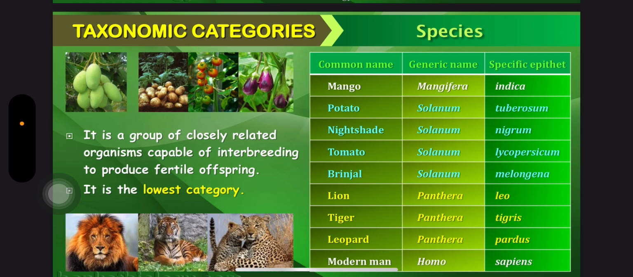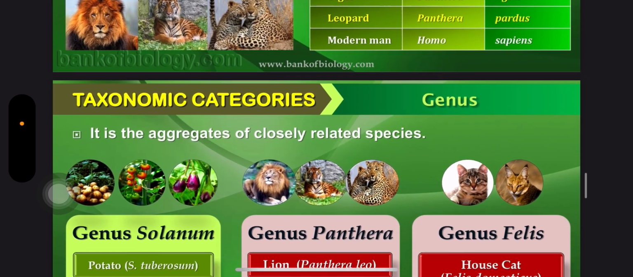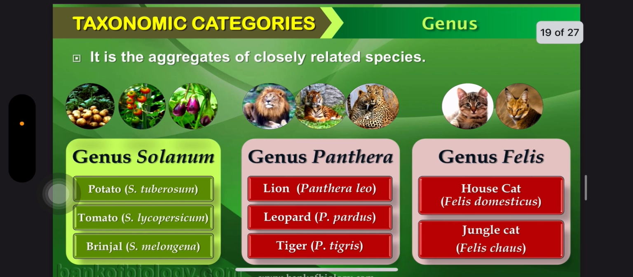Mango, Mangifera indica; potato, Solanum tuberosum; nightshade, Solanum nigrum; tomato, Solanum lycopersicum; brinjal, Solanum melongena; lion, Panthera leo; tiger, Panthera tigris; leopard, Panthera pardus. Panthera pardus is a leopard. Modern human, Homo sapiens. These are the species and genus names.